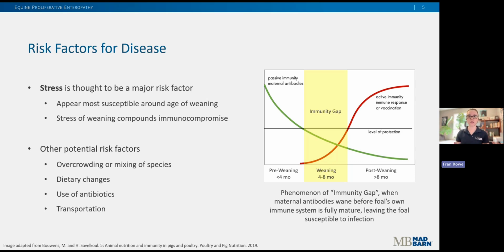Other potential risk factors include overcrowding or mixing of different species, which could contaminate the environment with even more Lawsonia if any of those animals are carriers. Dietary changes and transportation, which are other common management changes and stressors that are happening around the same time as weaning. And then use of antibiotics for any reason, which could alter the gut microbiome and make horses more susceptible to contracting Lawsonia.